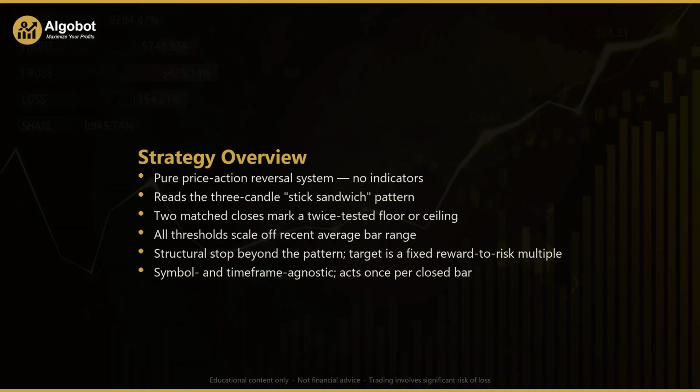The trading style here is countertrend and structural. Rather than chasing momentum, the strategy looks for exhaustion, a decline that reaches a floor the market refuses to break, or an advance that stalls at a ceiling it cannot clear. It then positions for a turn, with a stop placed just beyond the structure that defined the level, and a target set as a fixed multiple of that risk.